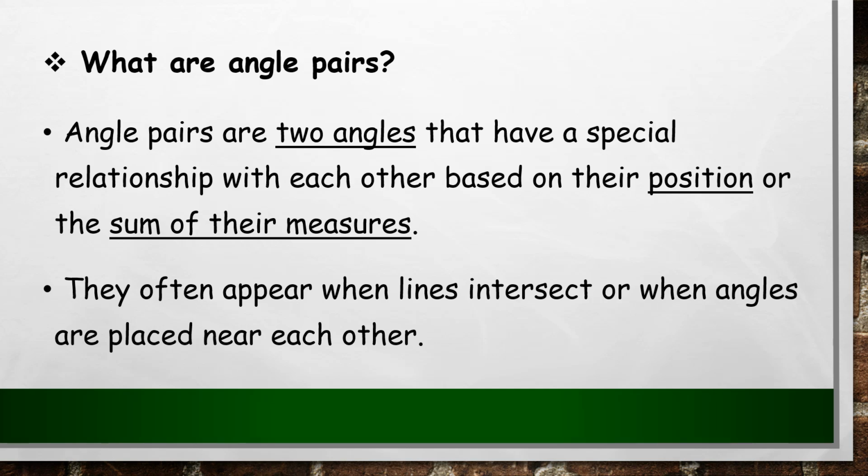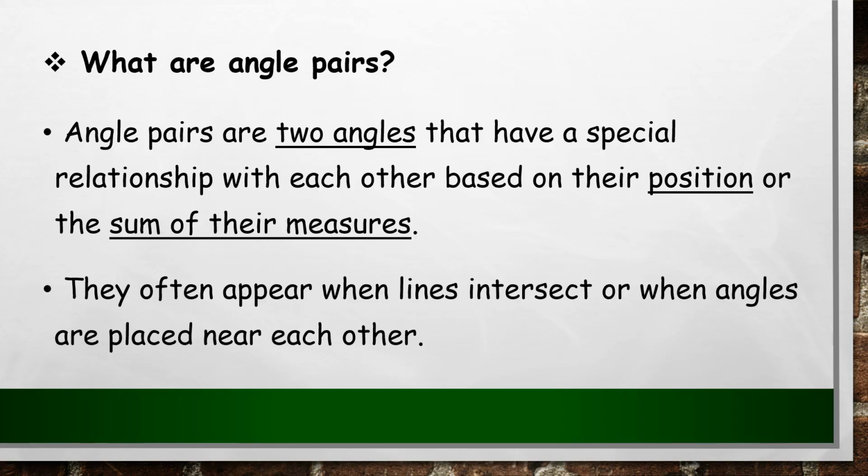All right, so let's move on to what we call angle pairs. What do you mean by that? Angle pairs are two angles that have a special relationship with each other based on their position or the sum of their measures. They often appear when lines intersect or when angles are placed near each other.